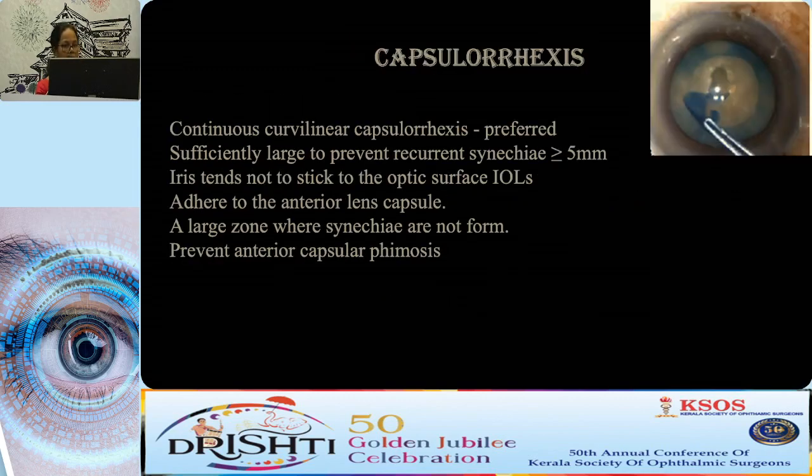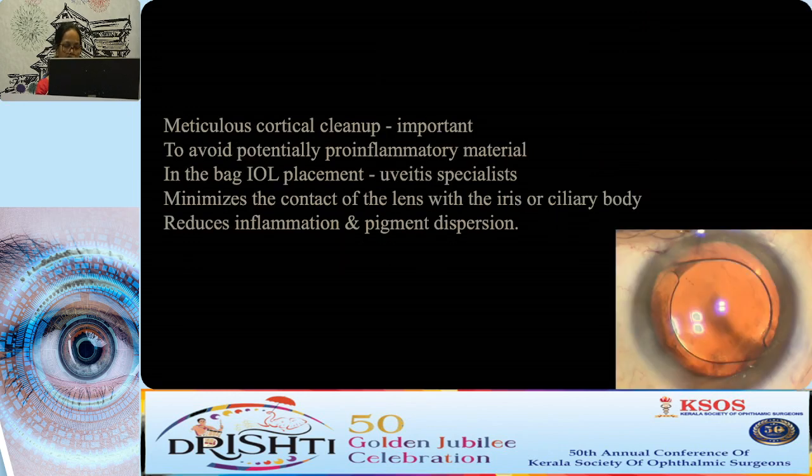Continuous curvilinear capsulorhexis is the preferred one, sufficiently large enough to cover the optic of the IOL. The ideal size is more than 5 millimeters, which prevents synechia formation, and even 5 millimeters reduces anterior capsular phimosis also. Meticulous cortical cleanup is very important to avoid potentially pro-inflammatory material.